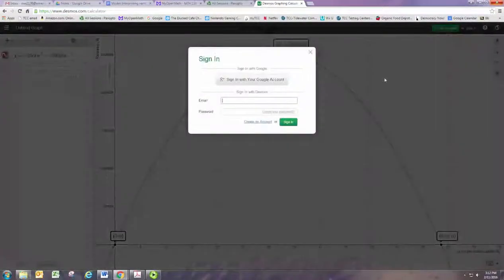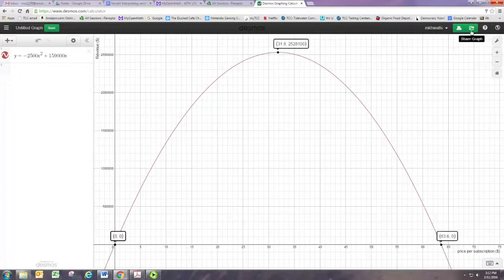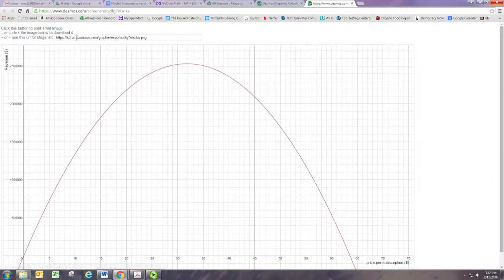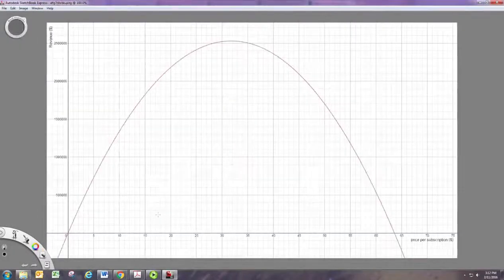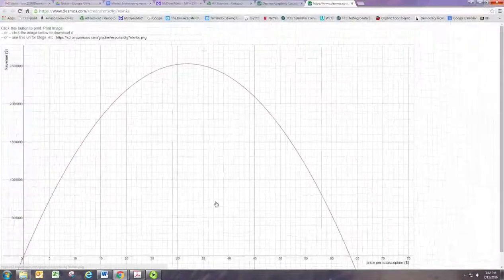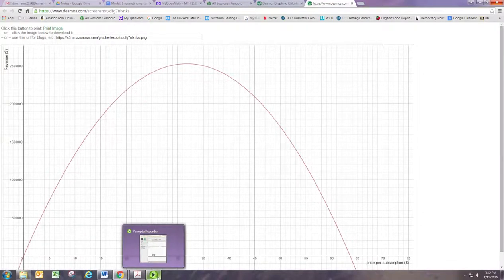Alternatively, you can sign in. And once you sign in, then you have the option to share the graph. And you can just take image. And you can click it to download it. And that looks a little better, actually. Okay, so that's graphing a parabola using technology.